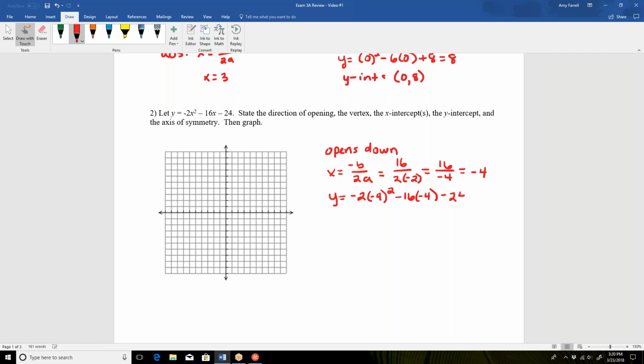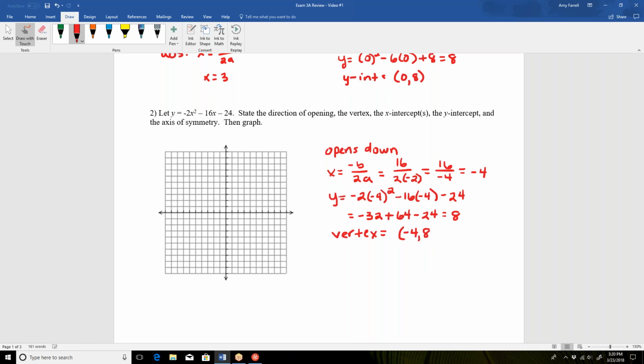All right, let's see here. This would be -2 times +16. That's going to be -32. It is +16 because when you square a -4, you get +16, plus 64, because we're subtracting, but what we subtract is a -64, so same thing as plus 64, minus 24. So let's see, -32 plus 64 is 32. 32 minus 24 is 8. So it looks like our vertex is the point -4, 8.